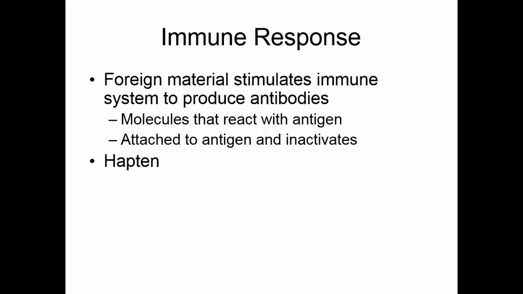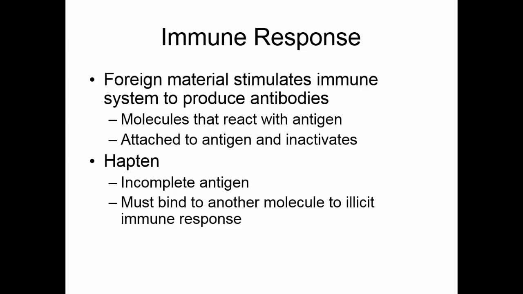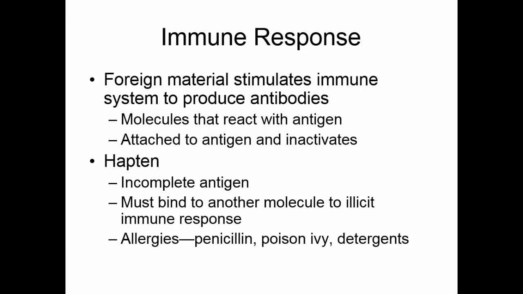Some molecules are what we call haptens. These are incomplete antigens. They have the right shape to irritate the immune system, but they're not large enough. They have to bind to another molecule in order to elicit an immune response. Haptens are frequently involved in inappropriate immune responses, like allergies. Penicillin, for example, is a hapten. If you happen to have the protein that will attach to penicillin, it can become antigenic, and then you have an allergy to penicillin.